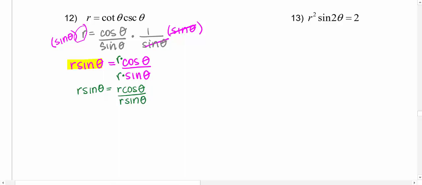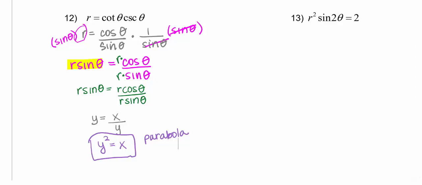And I can substitute all of those in. R sine theta is y, r cosine theta is x, and r sine theta is y. I can multiply both sides by y, and I have a sideways parabola. Okay. If I wanted some more detail about this, I might say it's a parabola that opens right. So it looks something like so.